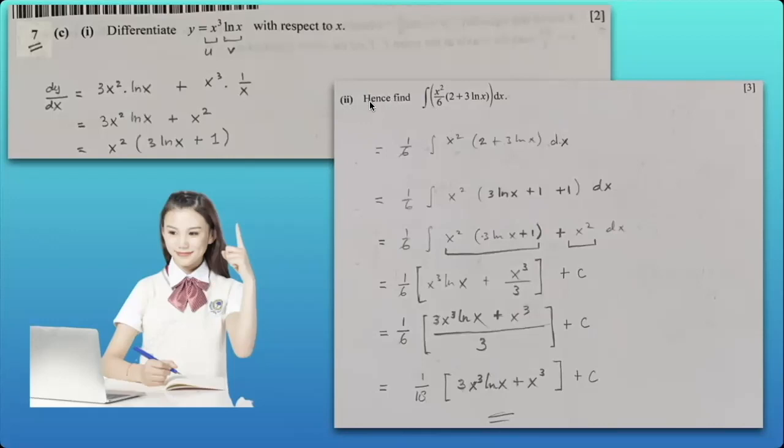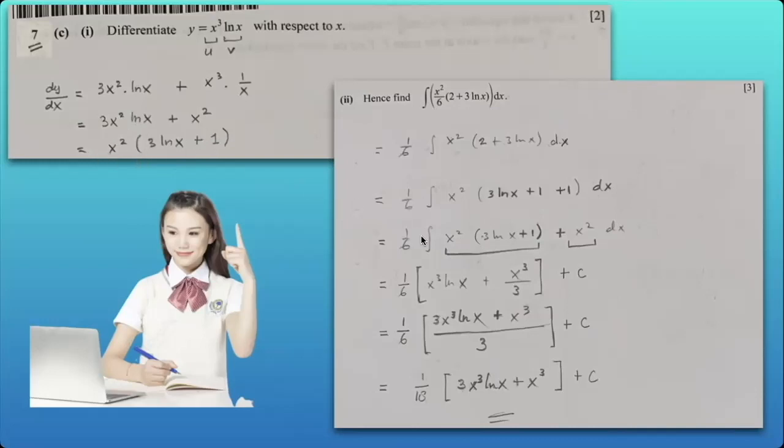Hence means use the previous result here. So let's rewrite this into this expression here. Okay. And let's distribute x squared into the bracket. Now, notice that this expression is the same as this, the one that we get in C1.